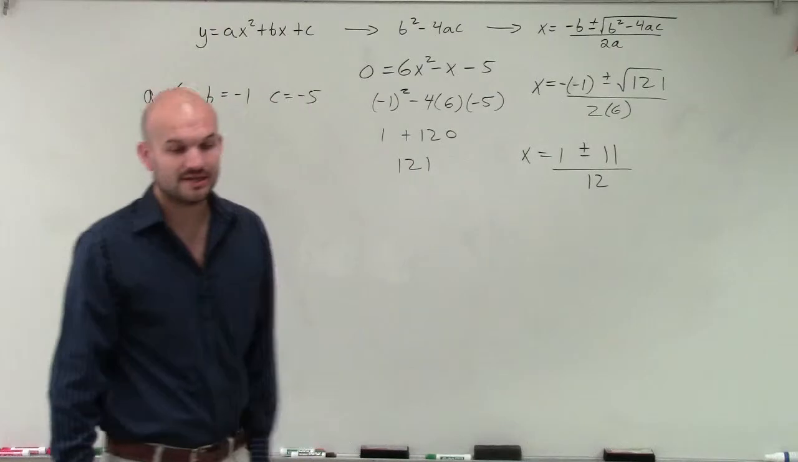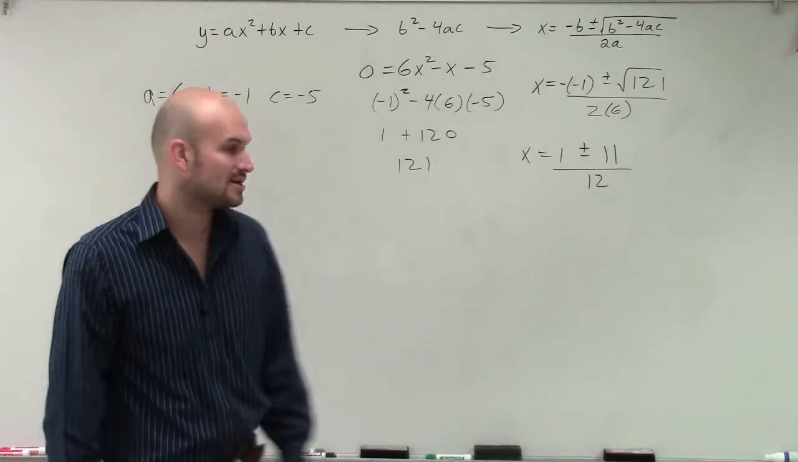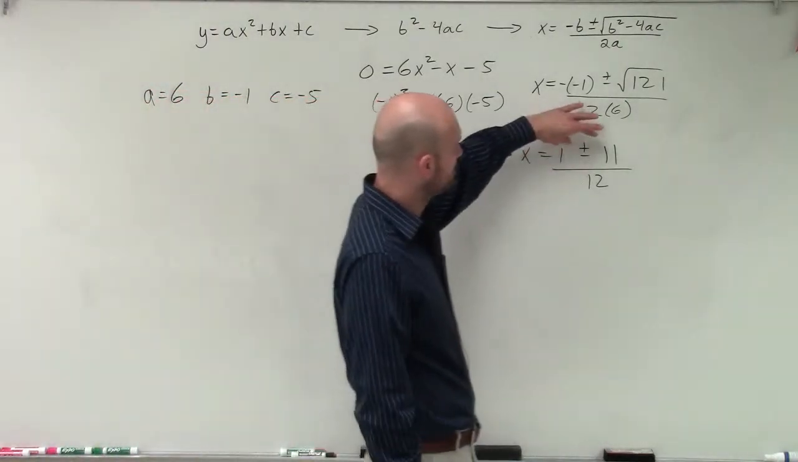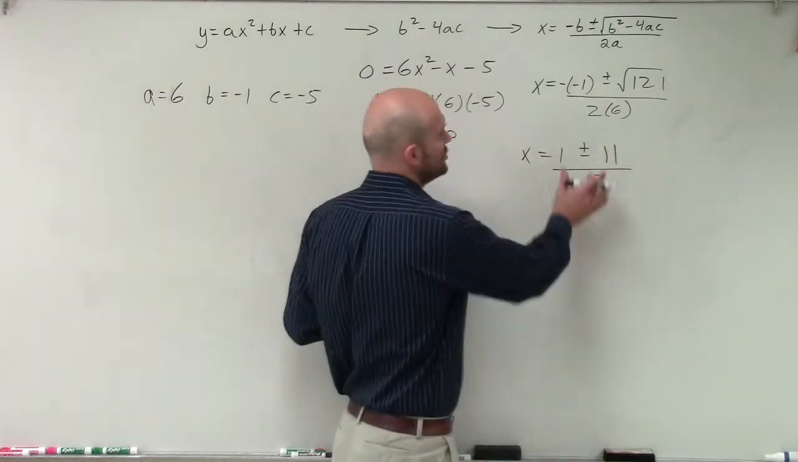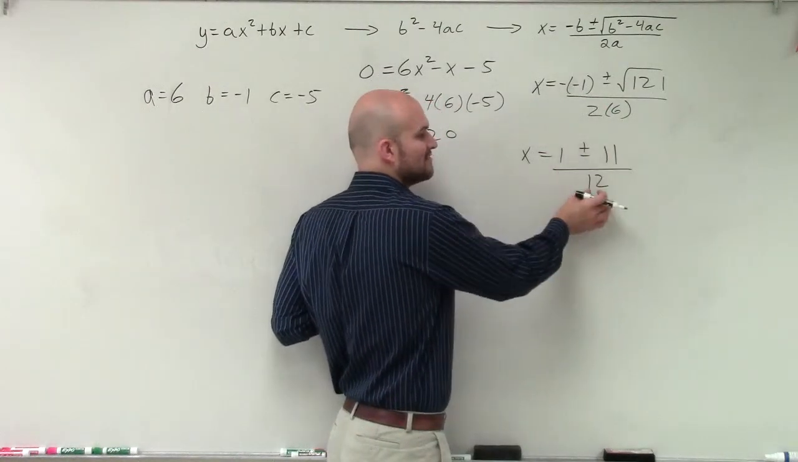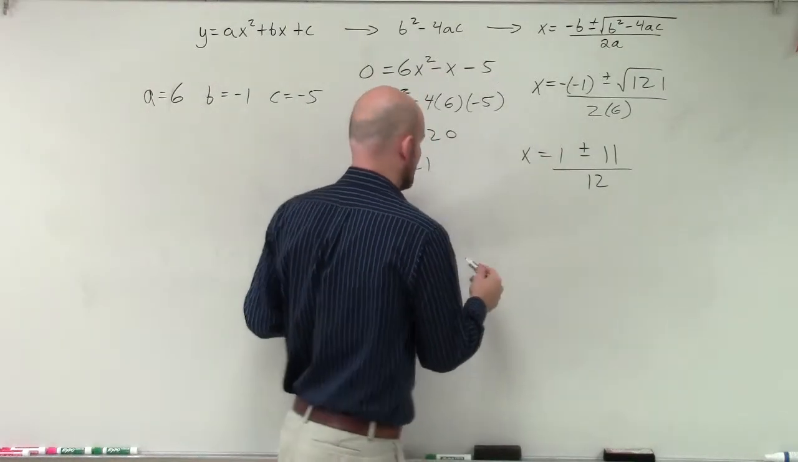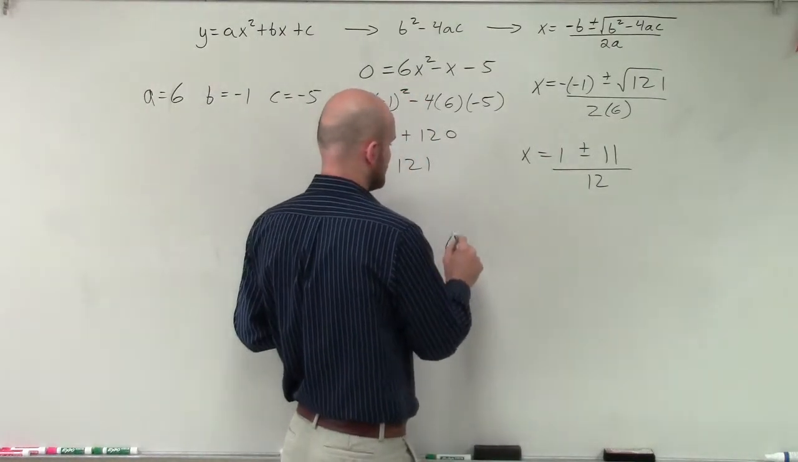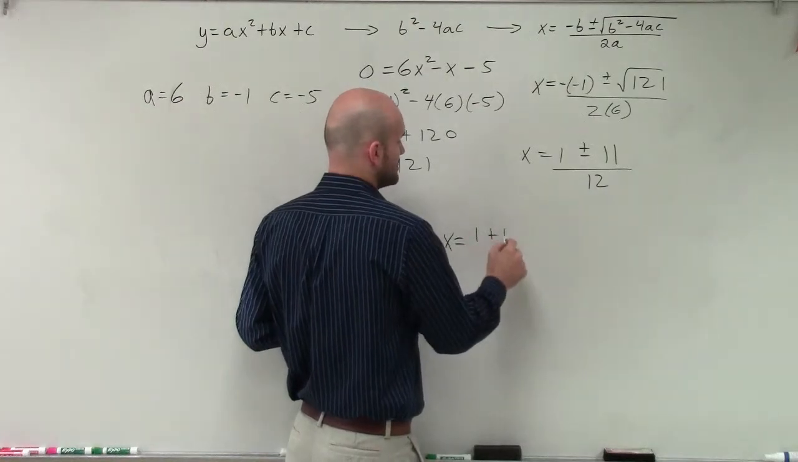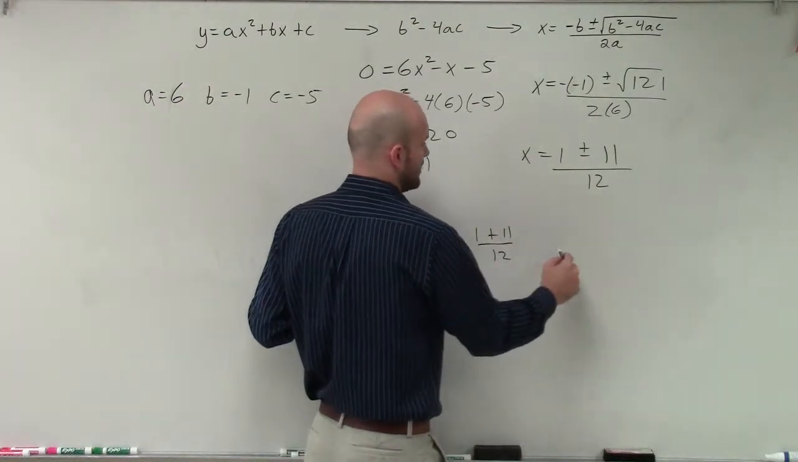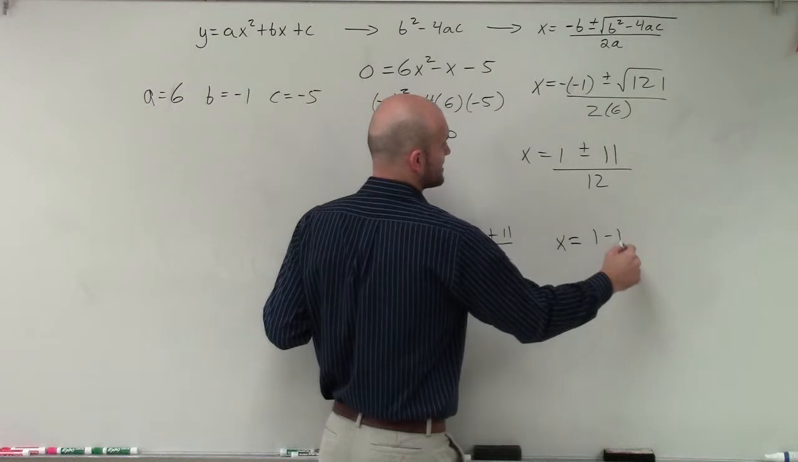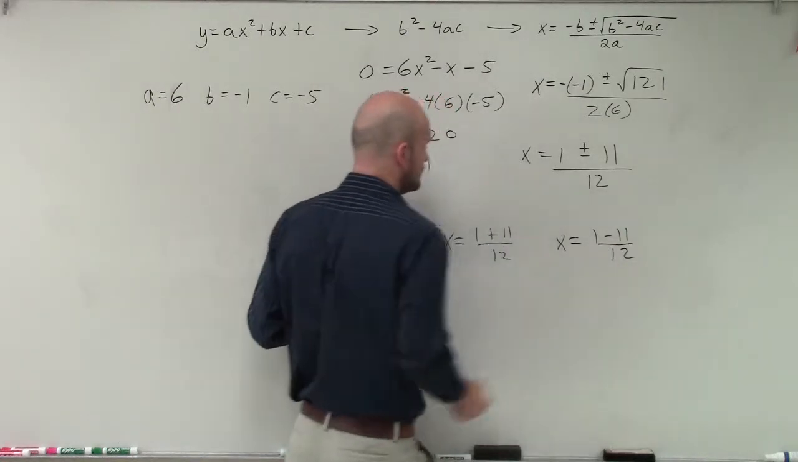So now what we simply need to do is we can just kind of break this apart. You could do this in two separate ways. You could add up your numerators and then divide by 12, or subtract your numerators and divide by 12. And let's just kind of do it both ways. If I said my two solutions are x equals 1 plus 11 divided by 12, and then x equals 1 minus 11 divided by 12.